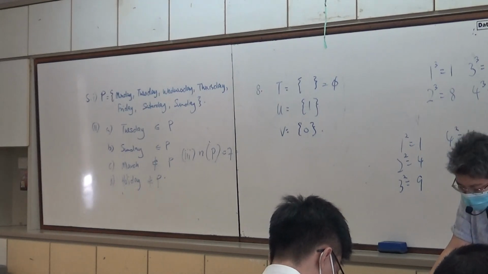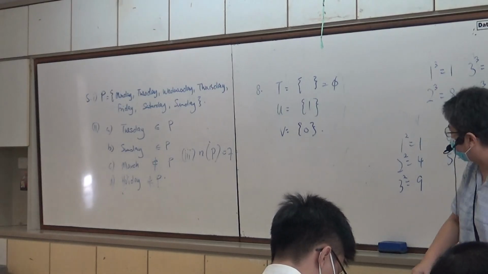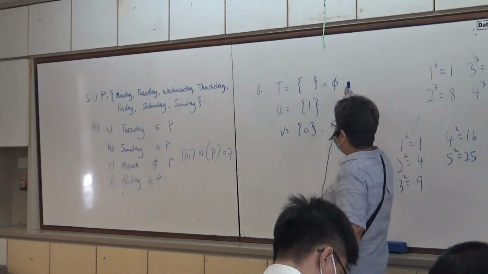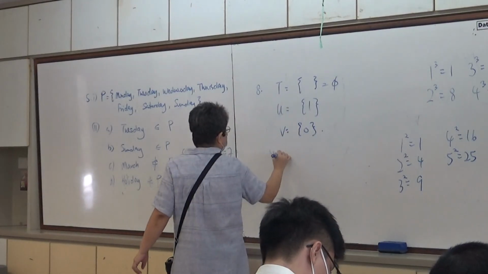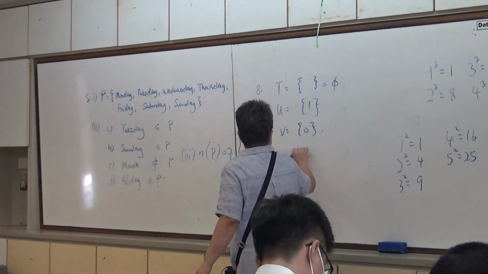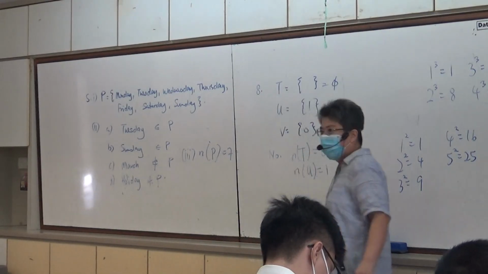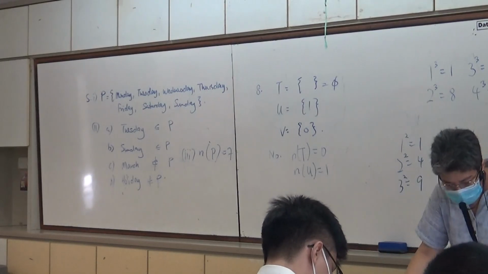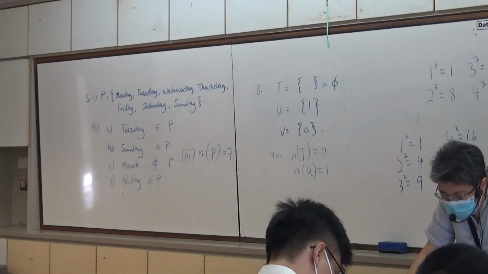Okay, now part 2. Are T and U equal sets? No. Why? The number in T is 0, the number in U is 1, right? Correct now? Okay, then they ask another question.